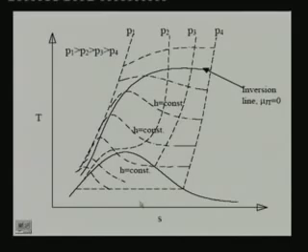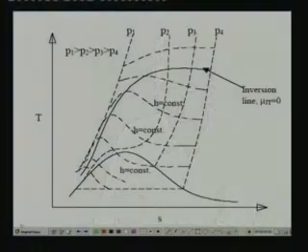Third conclusion is that temperature drop becomes higher when throttling takes place at higher pressures. For example, between P3 and P4, sorry, between P2 and P3 the temperature drop is higher. If the throttling takes place, let us say from some higher pressure to P3, this temperature drop is still higher. So throttling at higher pressures provides higher temperature drop.